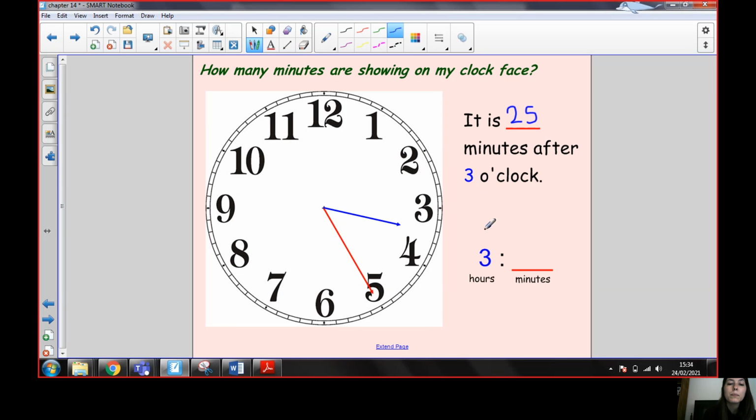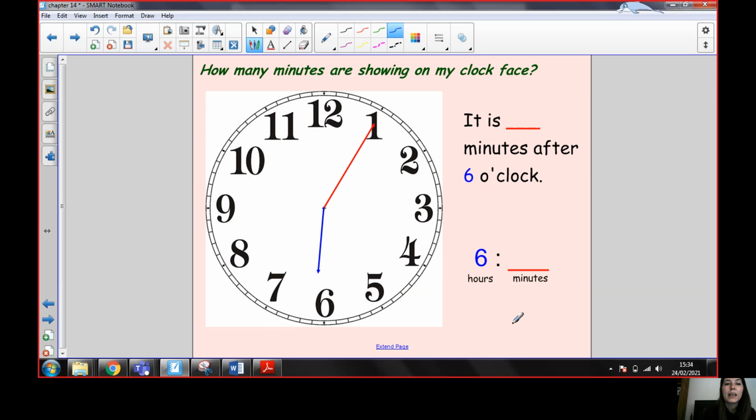The time must be 3:25. Can you see how reading the time to the nearest 5 minutes is actually much simpler than it seemed? Once we understand that that long minute hand counts in fives, it becomes much easier.